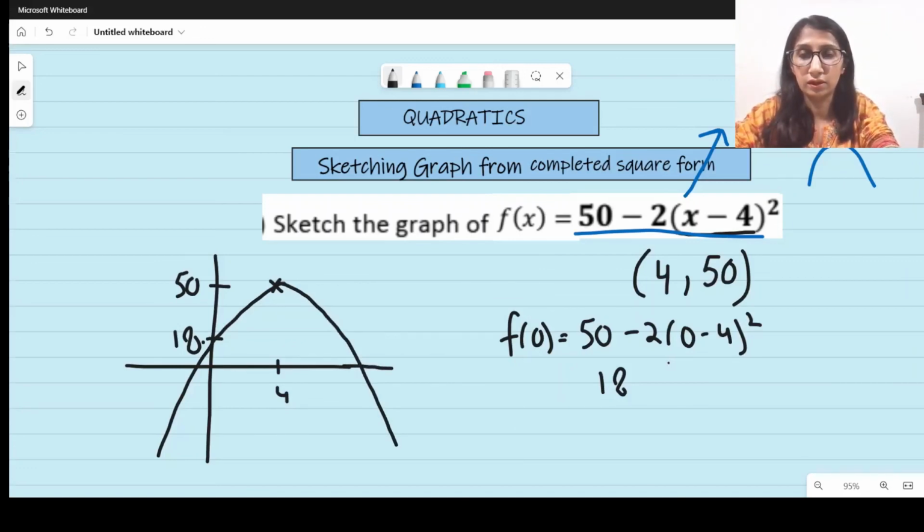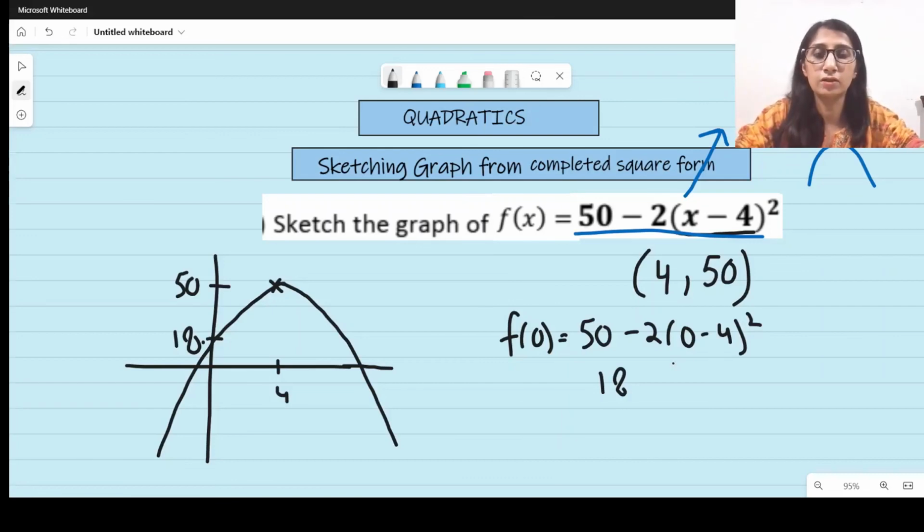So yeah, that's about it. That's how you sketch the graph of a quadratic expression that is in completed square form.